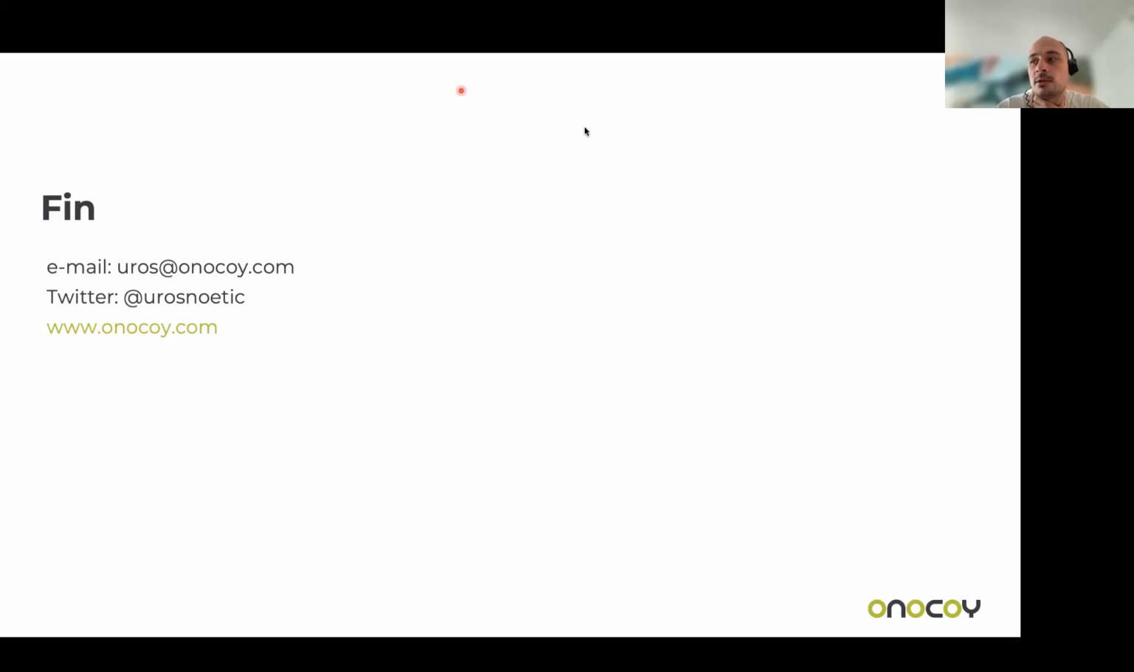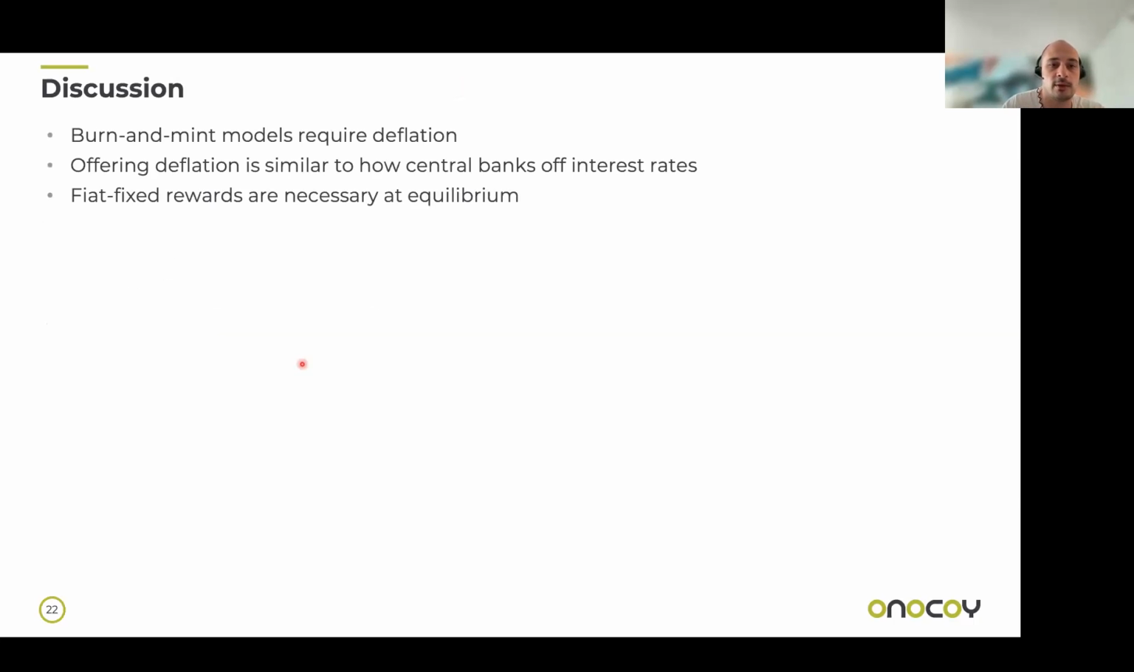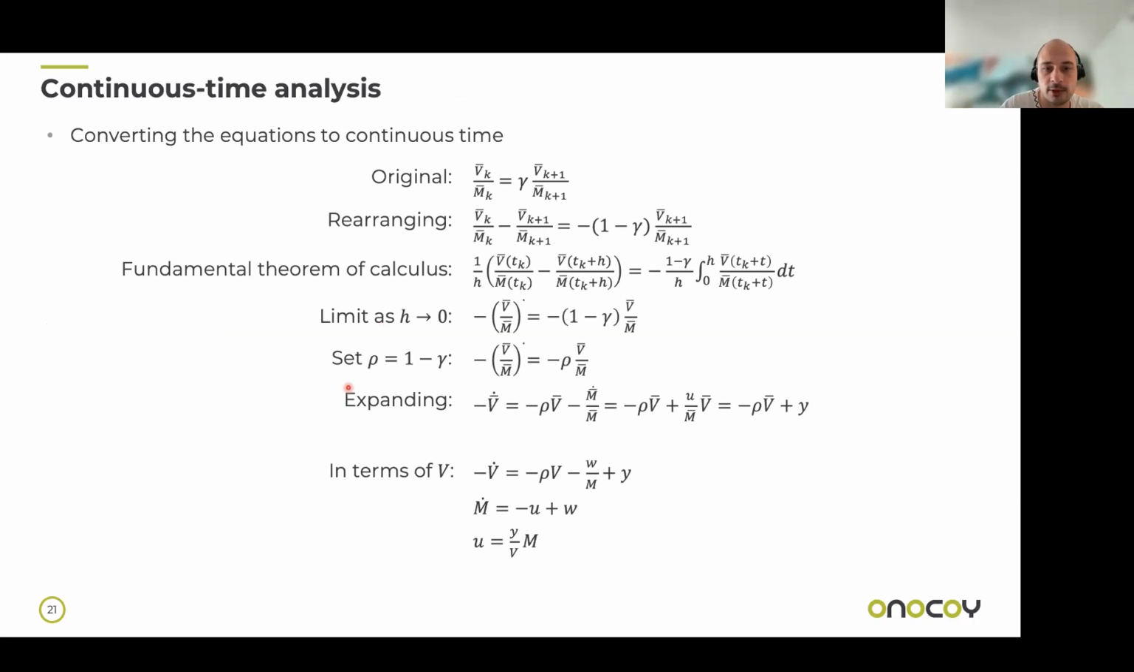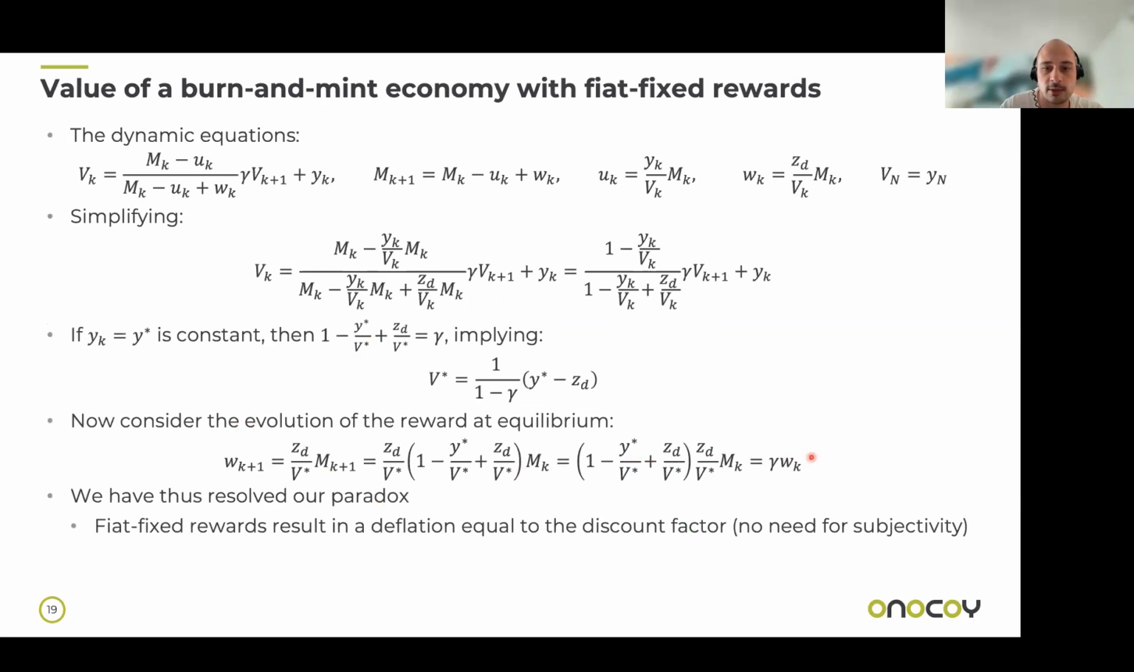Well, I think that if we target fiat fixed rewards, this becomes a constant. The relationship is fixed. It's a very rigid relationship. That was the point I was trying to make. If you look at this equation here, we're not actually setting gamma. Gamma just comes out.